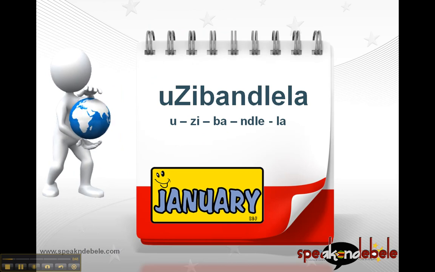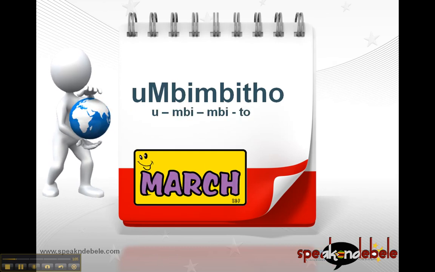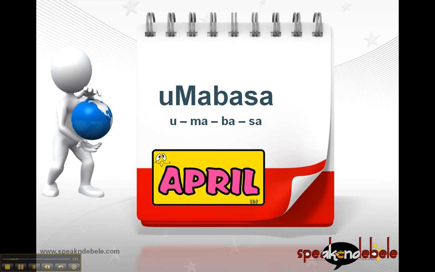The word in Ndebele for January is uzivandlela. Uzivandlela. Good. Now the word for February is unhlolanja. Say it with me. Unhlolanja. Very good. The word for March is umbimbito. Umbimbito. Very good. The word for April is umavasa. Umavasa. Good job.